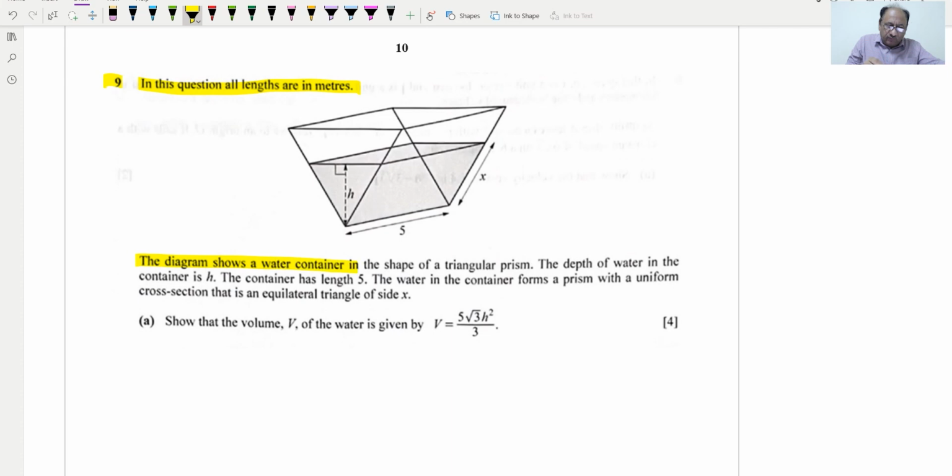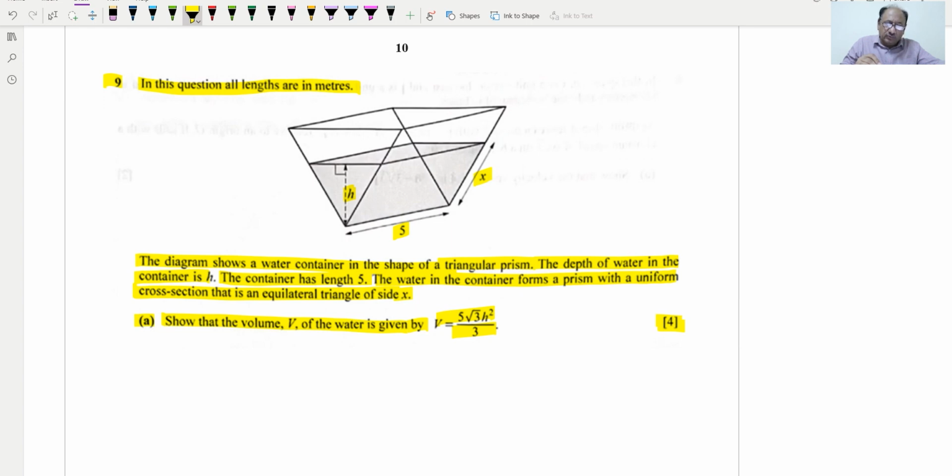Now question number 9, and question number 9 says, in this question all lengths are in meters. The diagram shows a water container in the shape of a triangular prism. The depth of the water in the container is h. This is h. The container has length 5, so length is this one 5. The water in the container forms a prism with a uniform cross section, that is an equilateral triangle of side x. So this is an equilateral triangle with side x, and a part shows that the volume V of the water is given by, this is the volume, and this is a 4-mark question.